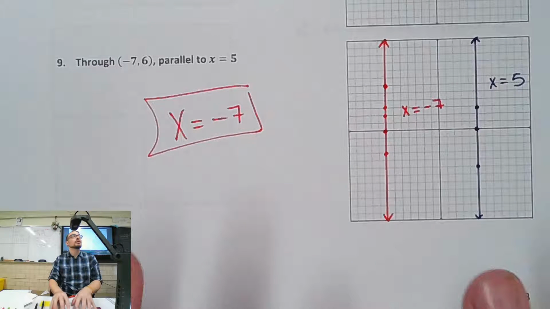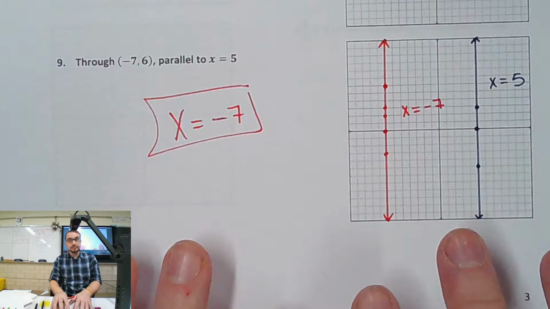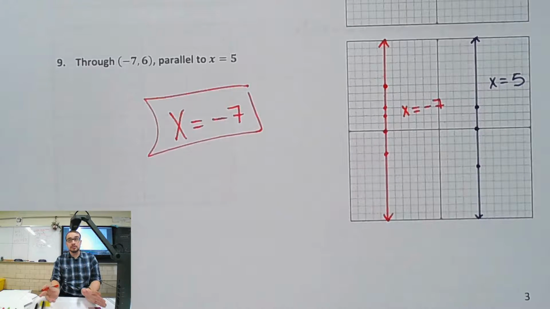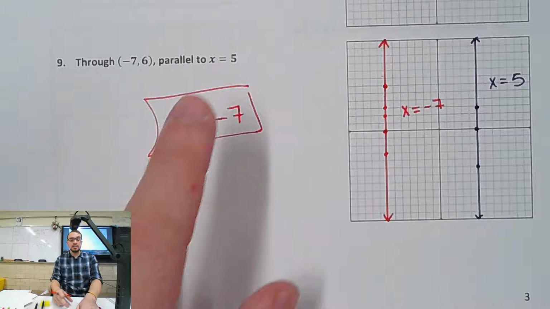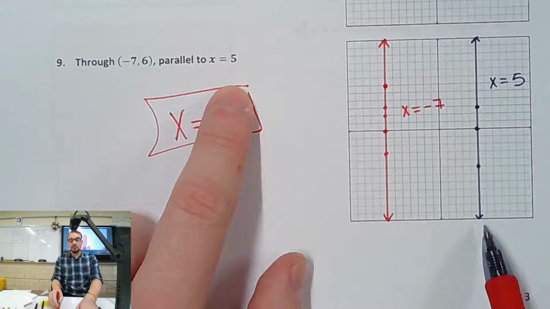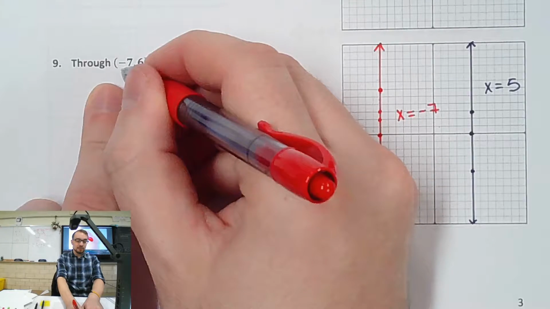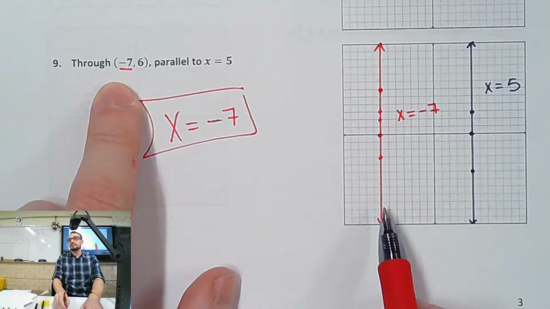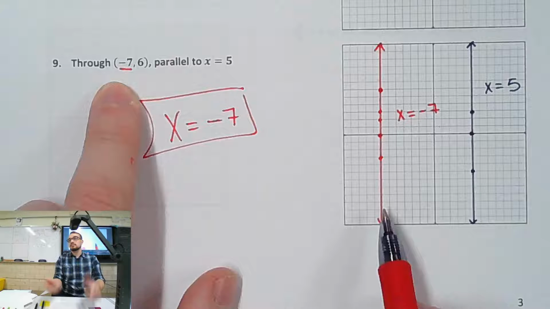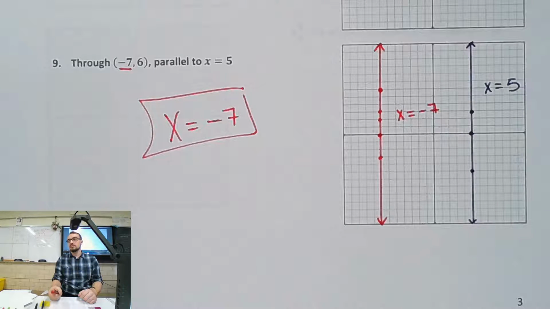This can be really easy if you know what you're doing. If you don't know what you're doing, even if you're a calc student, you're not going to know how to do this. But you guys know what it means. X equals 5. Well, here's all the points where x is 5. I need it to go through -7, comma 6. Well, that's where all the points are going to be -7 for x. So x equals -7. That's the equation of that line.